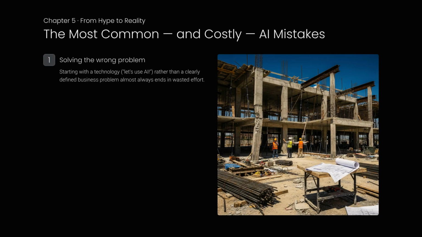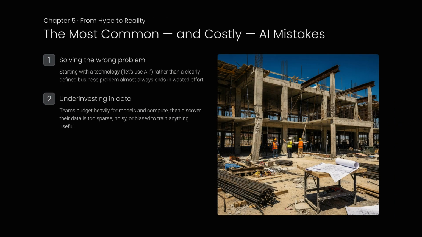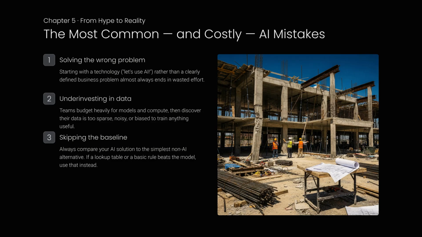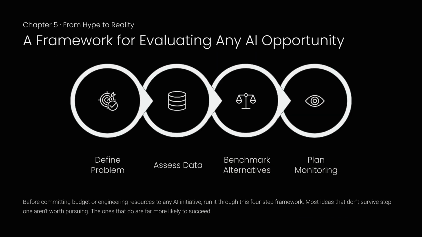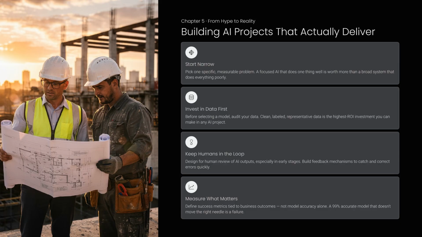Common mistakes include solving the wrong problem, underinvesting in data quality, and skipping simple baselines. Remember, if a basic rule or lookup table solves your problem, you probably don't need a complex AI model. Use this 4-step framework. Define the problem, assess your data, benchmark against simpler alternatives, and plan for long-term monitoring. If an idea doesn't pass the initial screening, don't invest resources. To build effectively, start with a narrow, specific use case. Prioritize high-quality data over complex models, keep humans involved for oversight, and measure success through business outcomes rather than just technical accuracy.